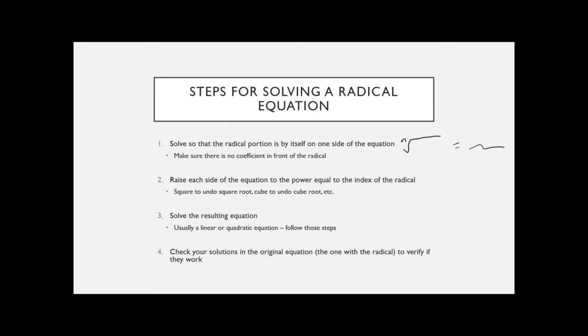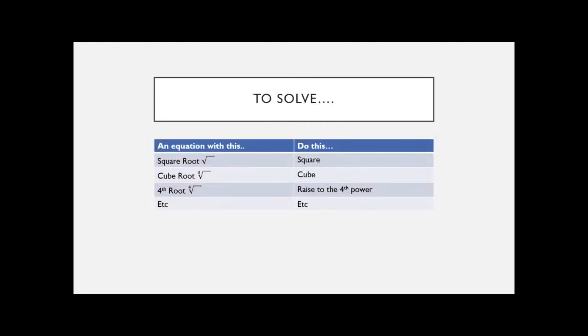And you need to check it in your original with the radical, not after you've squared or cubed or anything like that. You always have to check it in the original for these types of problems. So that's the basic procedure. And so generally, to solve this, if you have a square root, you're going to square both sides. A cube root, you're going to cube both sides. Fourth root, do the fourth power, etc.